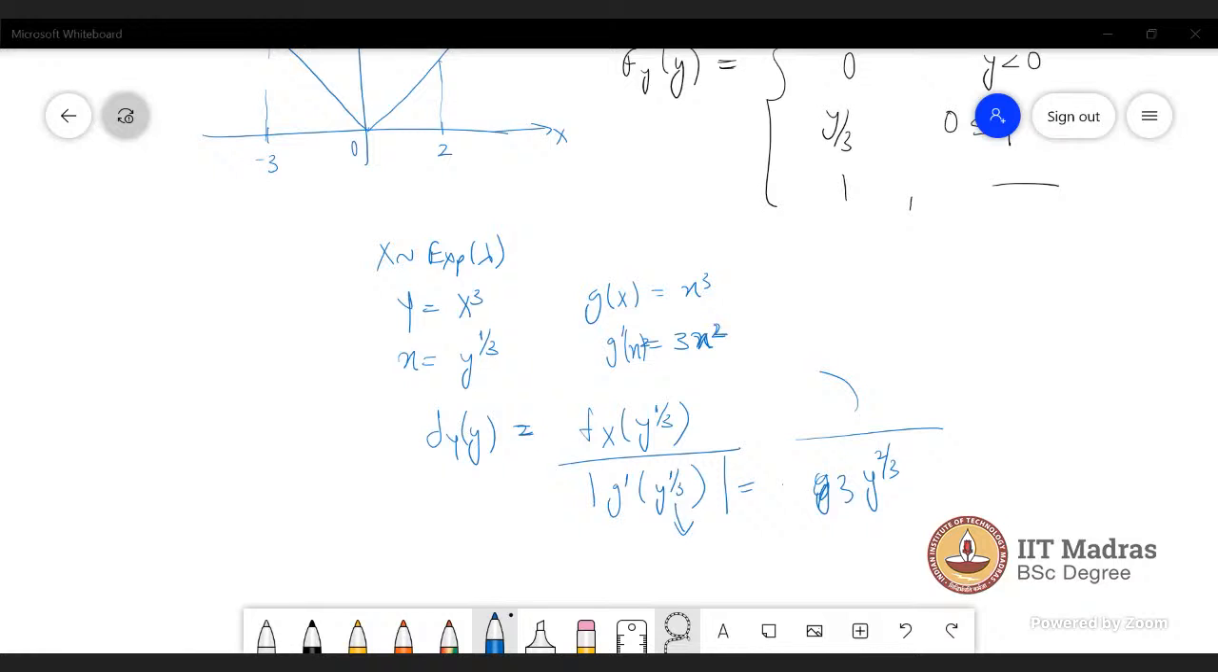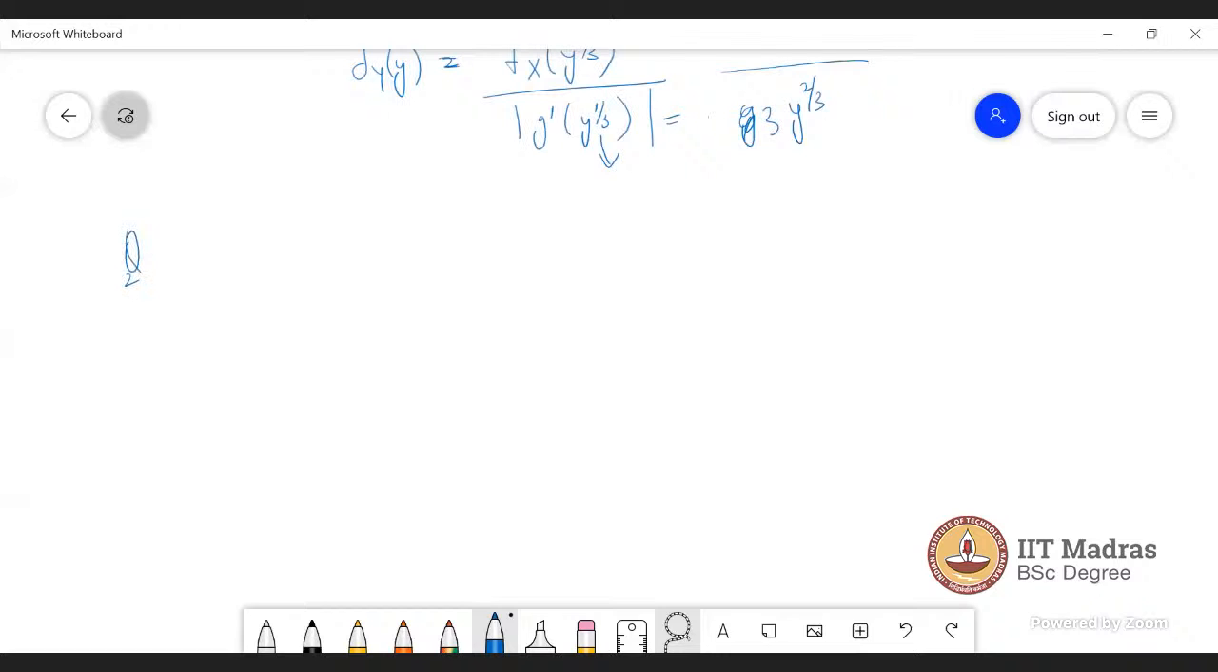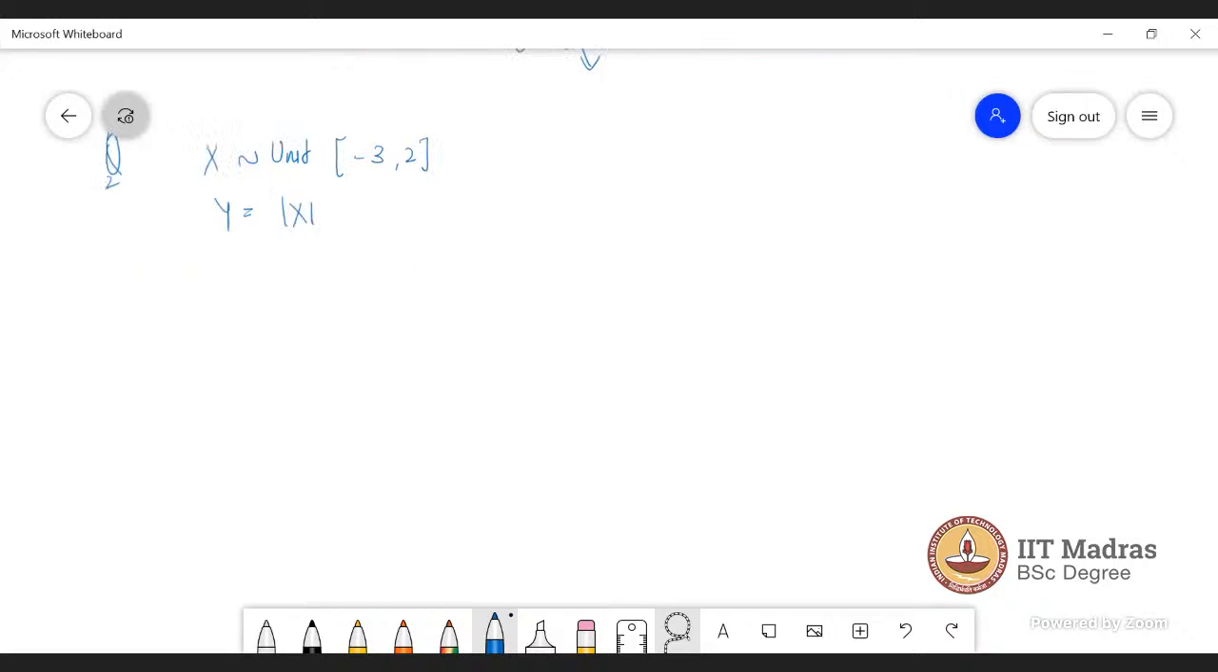Okay, so this problem I will solve here. So our problem was x is uniform in -3, 2 and y is mod of x. Now you have to find the CDF for y. So let's draw the figure. So this is your x, this is your y. So -3, 2. Right. So it is clear, right?